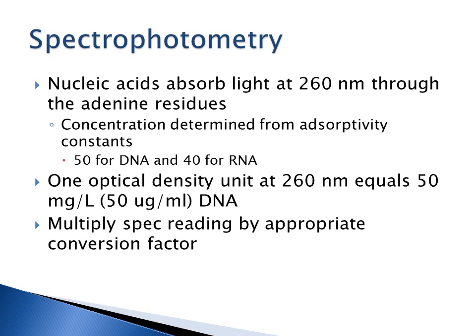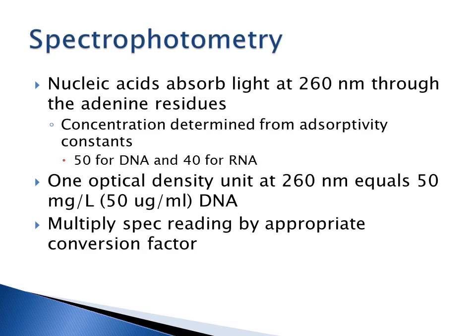Now, spectrophotometry, that's commonly used to analyze the quantity and the quality of your nucleic acids. So we already said nucleic acids absorb light at 260 nanometers through your adenine residues. So what you would do is there's what's called your absorptivity constants that you need to use to determine your quantity of either DNA or RNA. So for DNA, that constant is 50, and for RNA, the constant is 40.